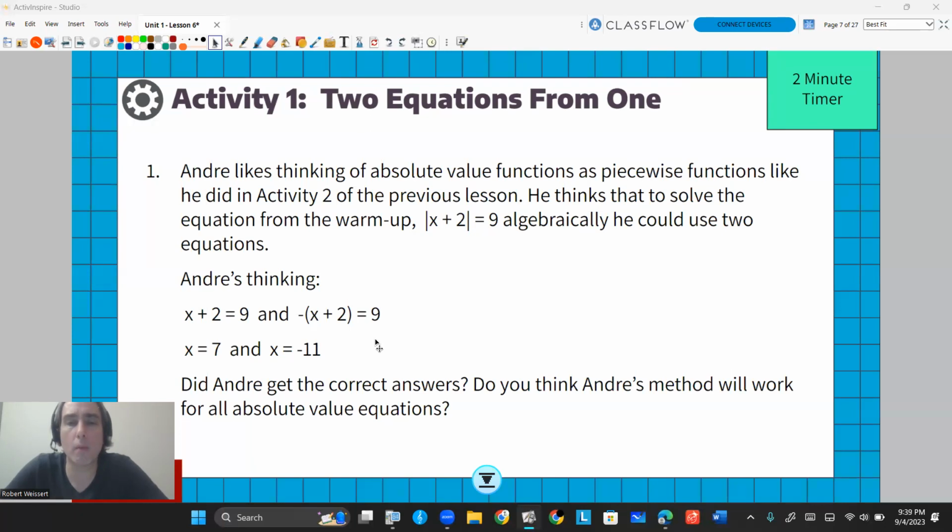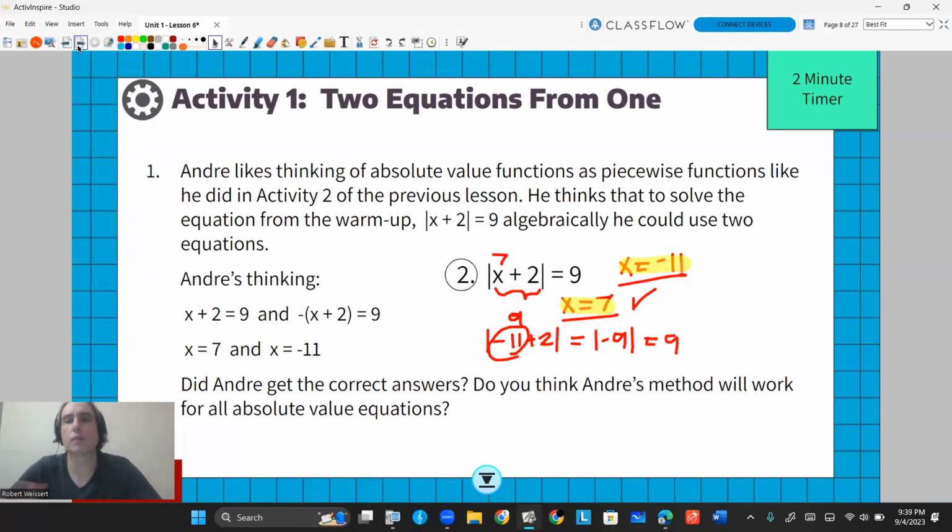Well, go back and check your warm-up and look at the second question on the warm-up. Did he get those answers correct? This is what we got when you went over the video with me. I got negative 11 and 7. He got negative 11 and 7 as well. So I guess the question, this is kind of open-ended, do you think Andre's method is going to work for all absolute value equations?